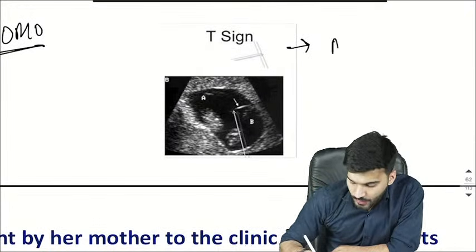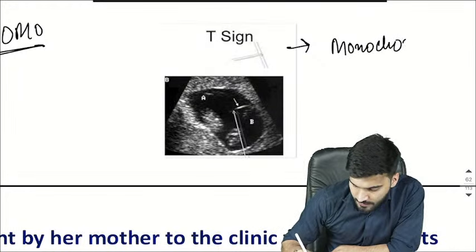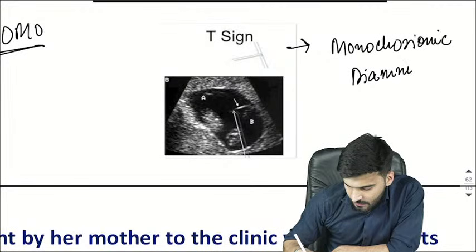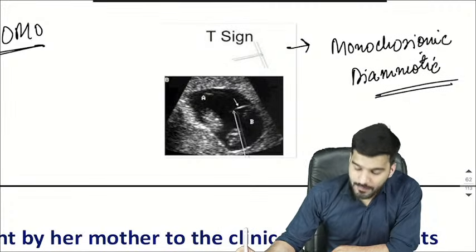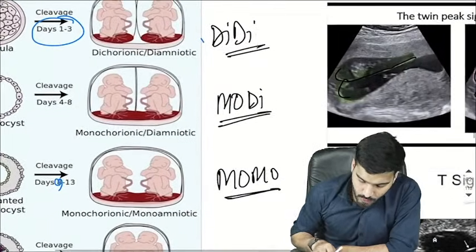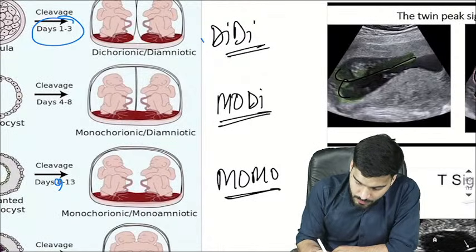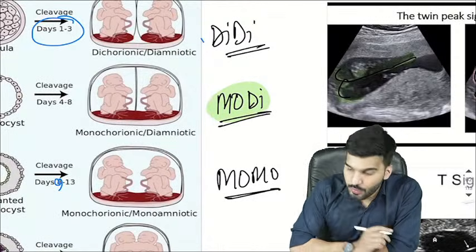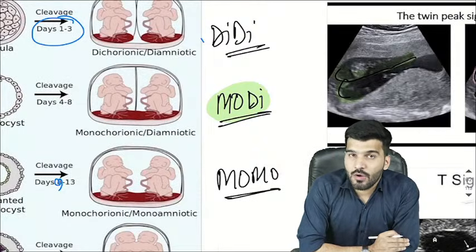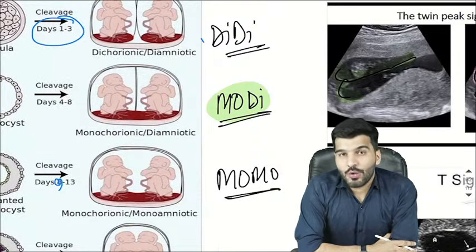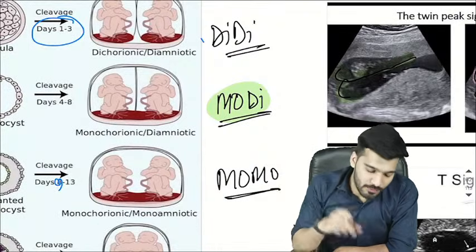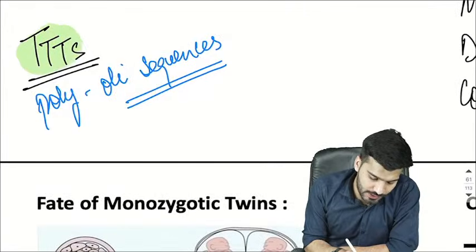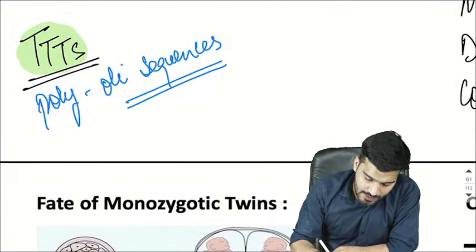Now the T sign is associated with Modi, monochorionic diamniotic. And the most common type of monozygotic twins is the Modi. And the best type is dichorionic diamniotic. Why? Because there will be no complications. And with monozygotic twins, what is the complication? Twin transfusion syndrome. It is due to the AV anastomosis.